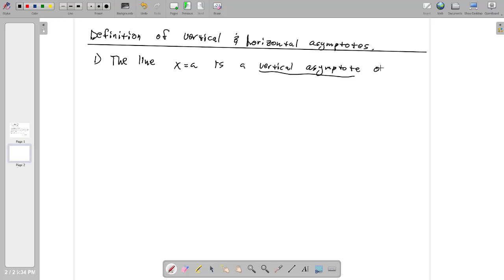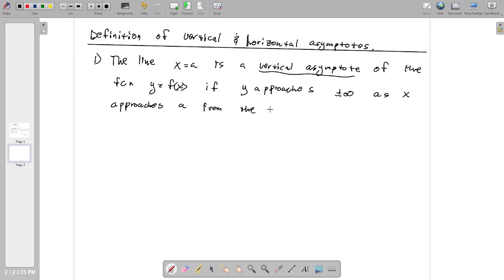The line x equals a is a vertical asymptote of the function y equals f of x if y approaches positive or negative infinity as x approaches a from the left or from the right. This concept gets a little bit more elaboration in calculus. For now, we just have to try to understand it before we can get into some very rigorous notation.